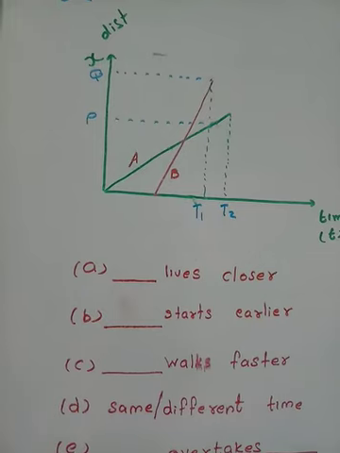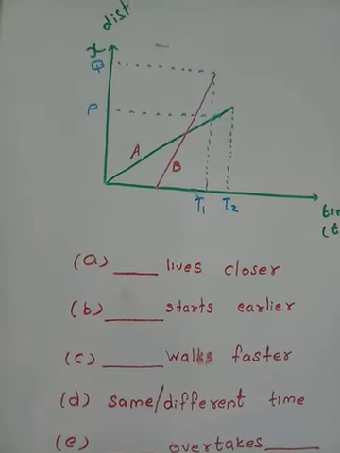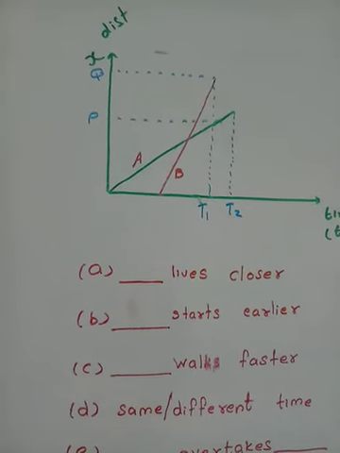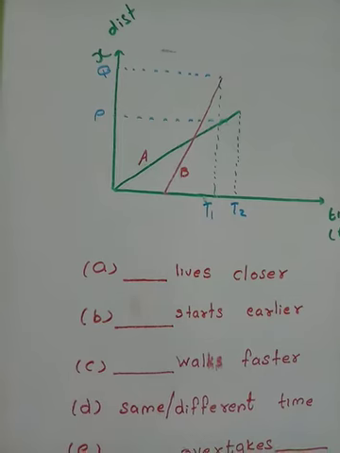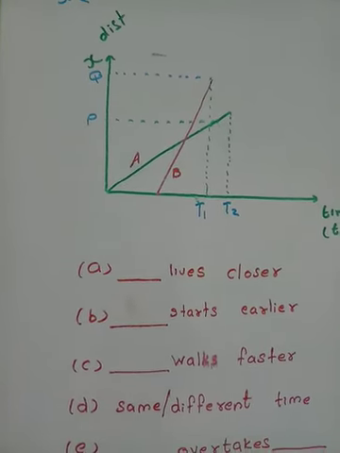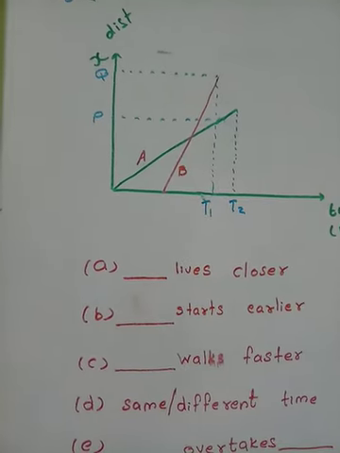Now, do they reach home in the same time or different times? Obviously, student A reaches home at time t1, student B reaches home at time t2. So who is reaching earlier? A is reaching earlier, B is reaching later. So will they reach at the same time? No, they will reach at different times.